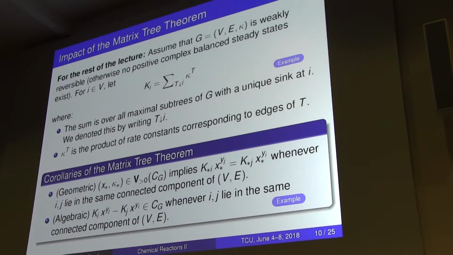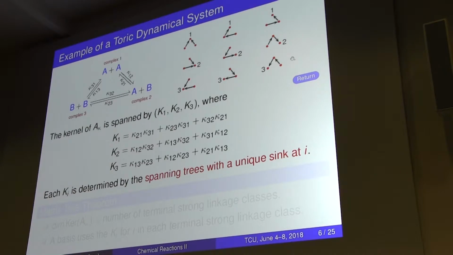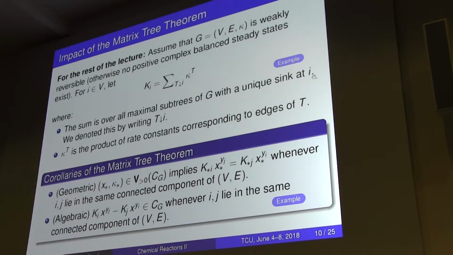And then, of course, remember also that the kappa of t is the product of the rate constants corresponding to the edges of t. So in fact, I should go back and look at that. So the kappa of t says that for each one of these trees, I take the product of the rate constants according to the edges, and that's for this particular tree, that's the kappa t. For this particular tree, that's the kappa t, and so on. So all I've done is simply give a fancy notation that writes down basically what these Ki's are in general.